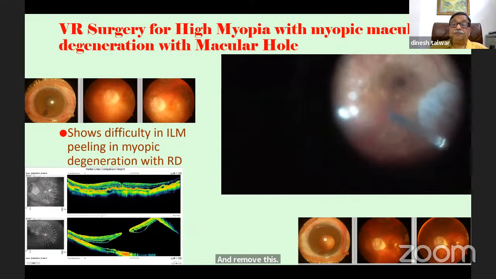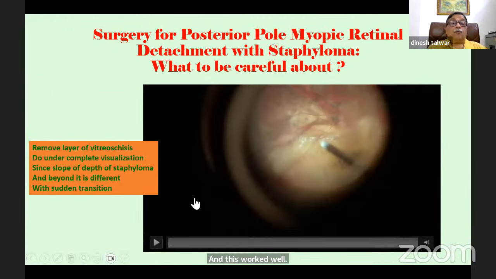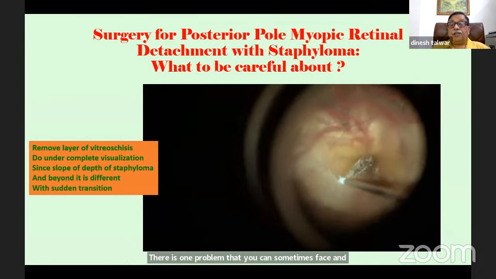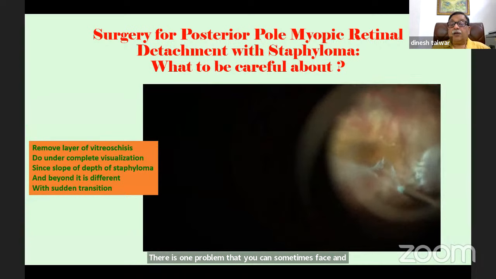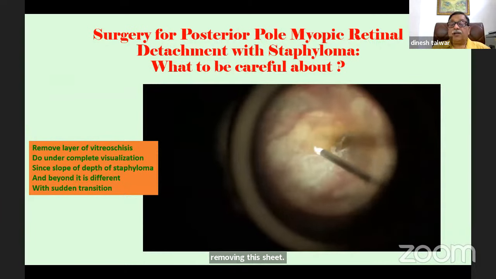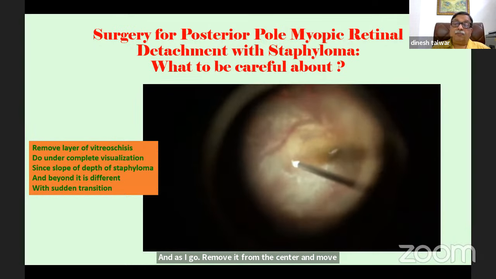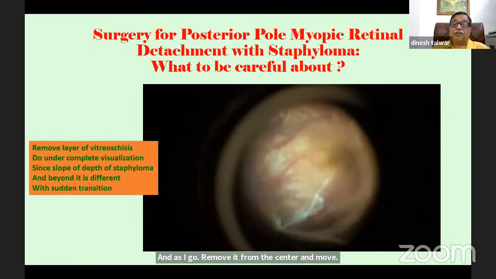And this worked well. Now, when you are doing the vitreous schisis removal, be careful. There is one problem that you can sometimes face, and you'll see that very quickly here. You see, I'm removing this sheet, and as I remove it from the center and move. Incidentally, membrane forceps don't work very well for picking this up.